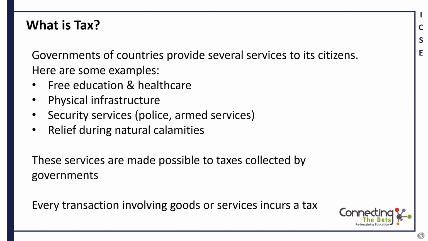Now, every transaction involving goods or services incurs a tax. What are goods? Anything you buy, a physical asset. It could be a washing machine, a car, a phone, or even a book or a pencil. Anything big or small is an example of goods.